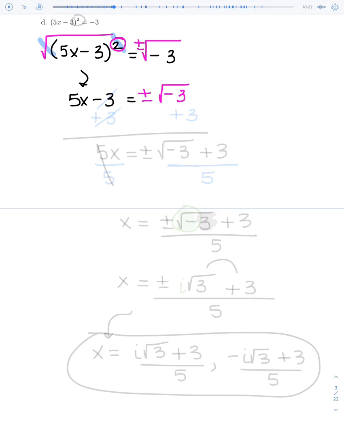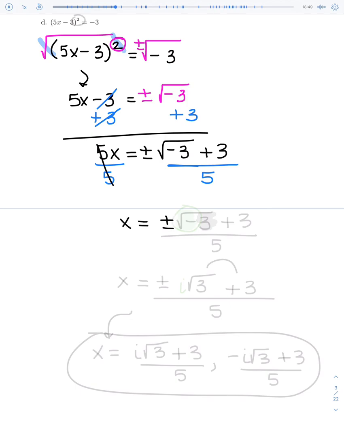Okay, now continue solving this normally. What we would do next automatically is add a 3 to both sides. And what that does is gets us a 5x equals plus or minus the square root of negative 3 plus 3. Then we divide everything on both sides by a factor of 5, which would give us now that x equals plus or minus the square root of negative 3 plus 3 all over 5.